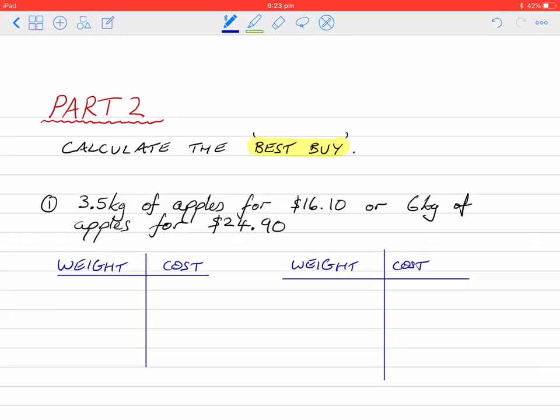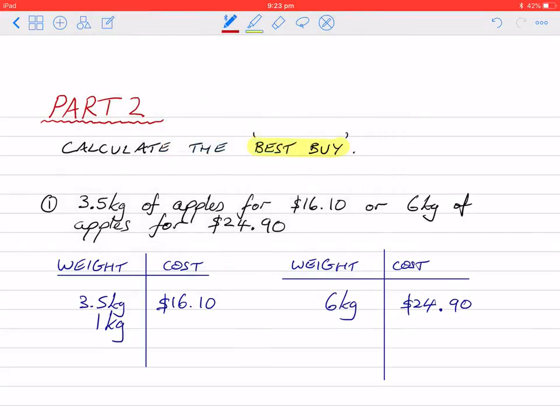The first thing it says is 3.5 kilograms of apples is $16.10. And the other part of the question, we've got 6 kilograms is $24.90. So I've got to find out which one of these is best value for money. So we're going to change these 2 problems so that we can compare them directly. The way we do that is make the weight of each of them be the same. So for this, I'm going to make them both be 1 kilogram.